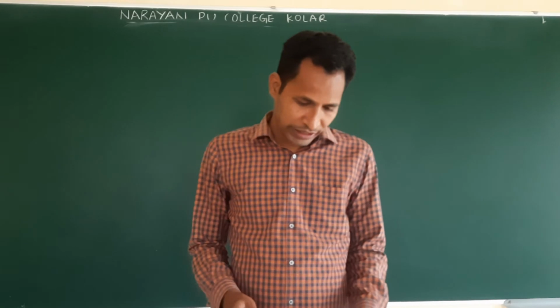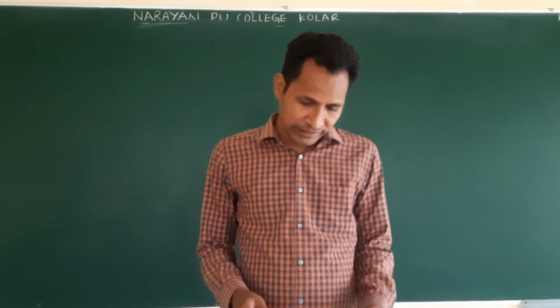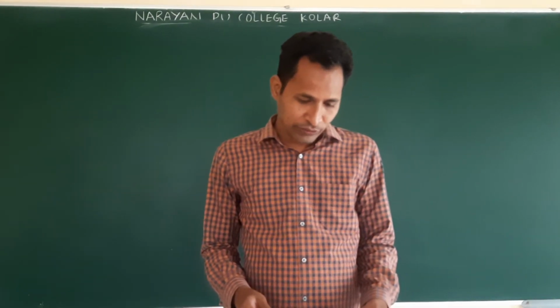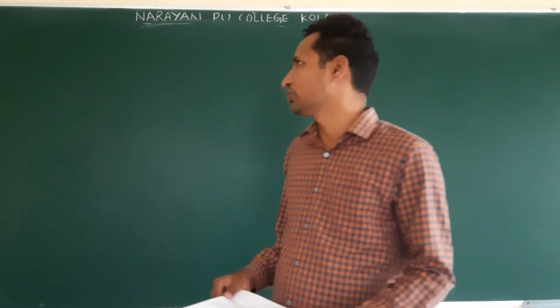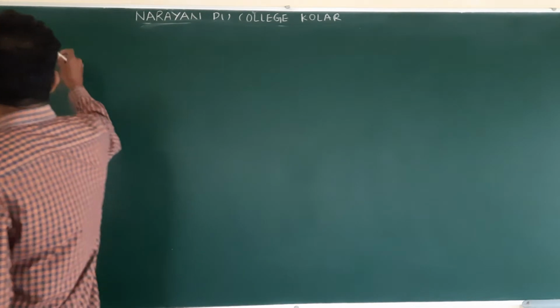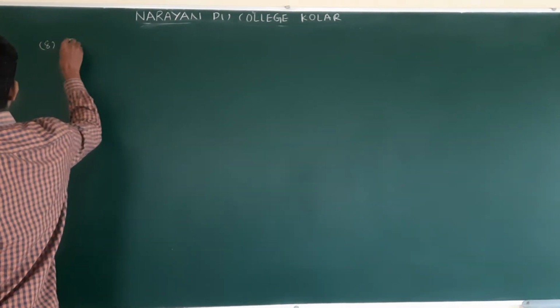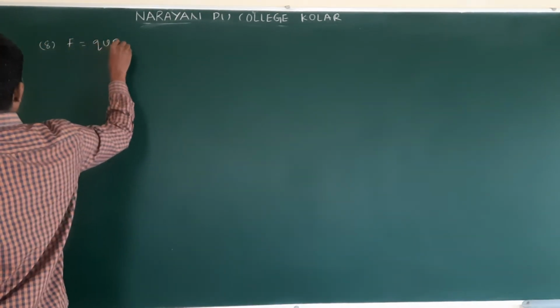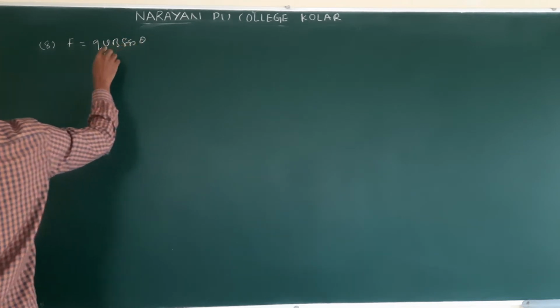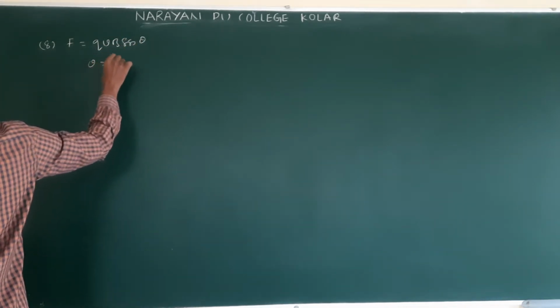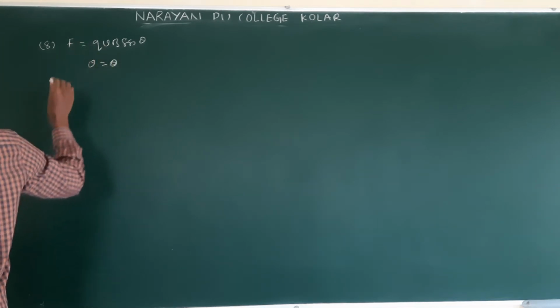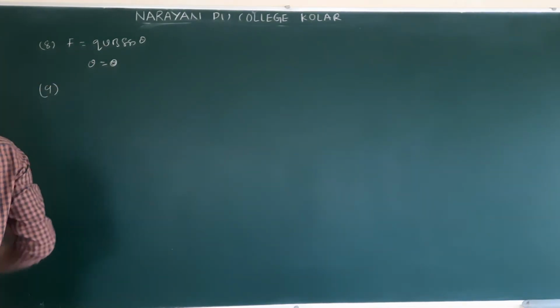Next, 8th one. If an electron is going in the direction of the magnetic field B with a velocity v, then the force on the electron is 0. What is the formula? F is equal to qvB sin theta. The velocity is along the field, so theta is equal to 0. So sin 0 is 0.